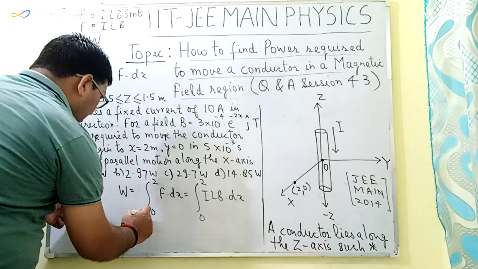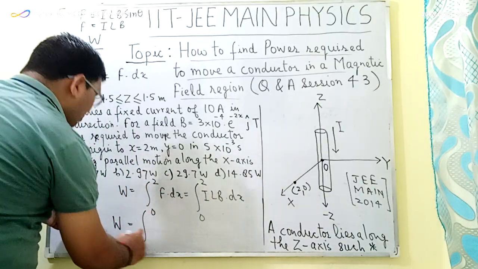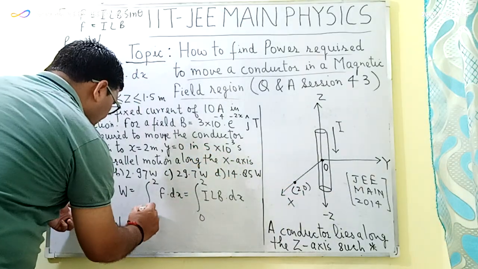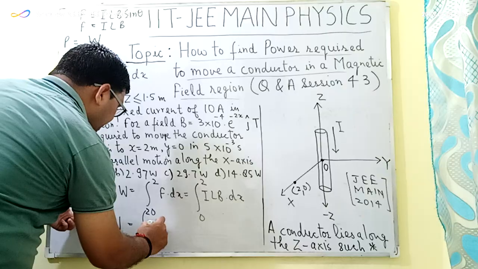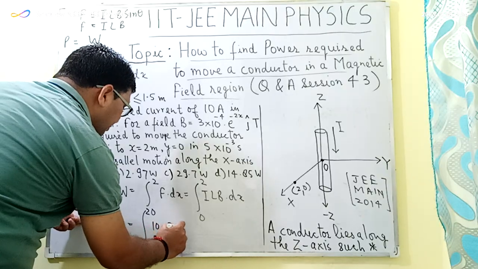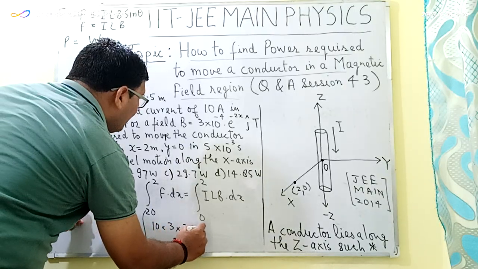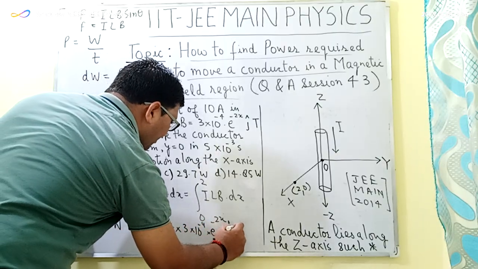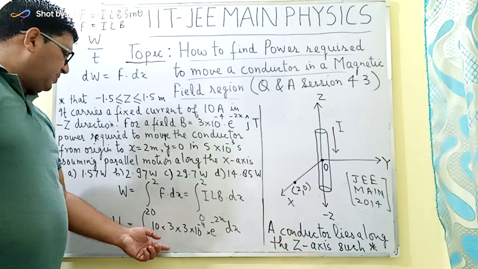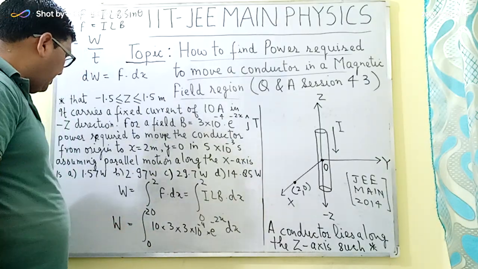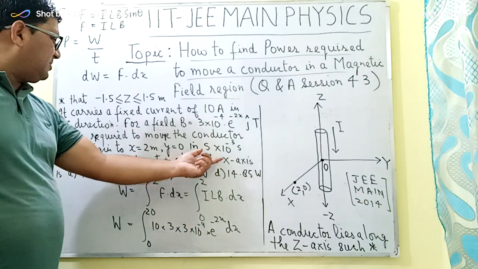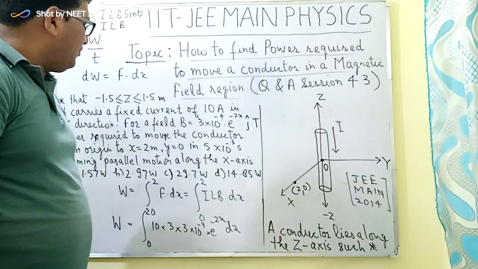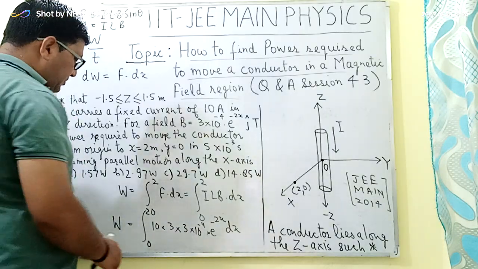Here the total work done in moving the conductor from the origin to this point will be equal to I is equal to 10 into L is equal to 3 meter, B is equal to 3 into 10 to the power minus 4 into e to the power minus 2x dx. So we have got this equation now, and we have to simply solve this equation in order to find the total work done. Thereafter we will divide by the time taken by the conductor to move from the origin to this point, which is equal to 5 into 10 to the power minus 3 seconds.